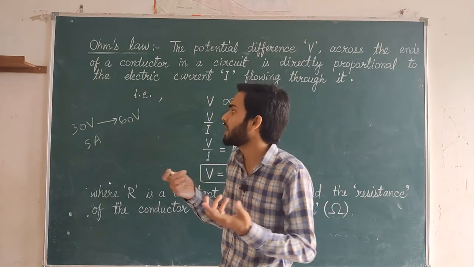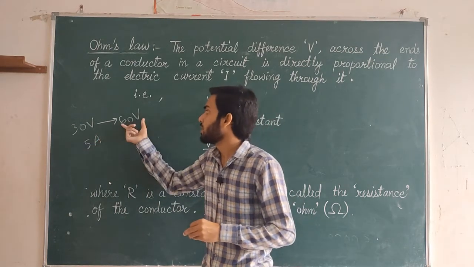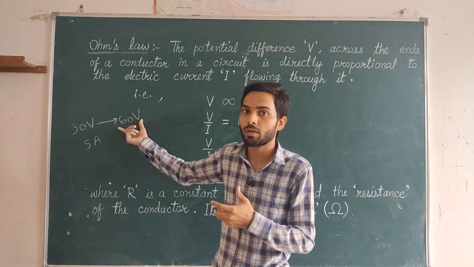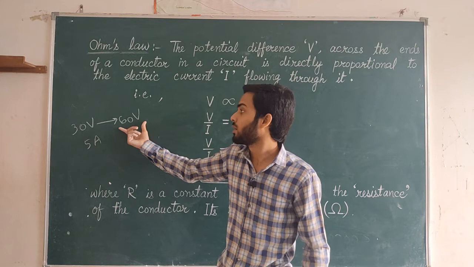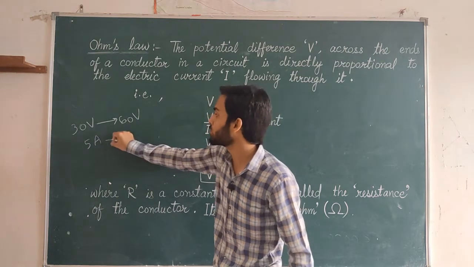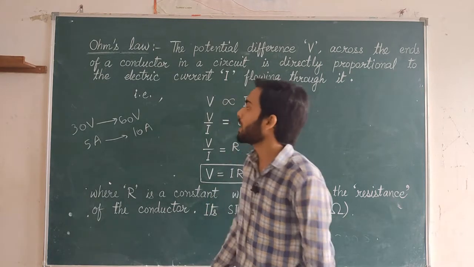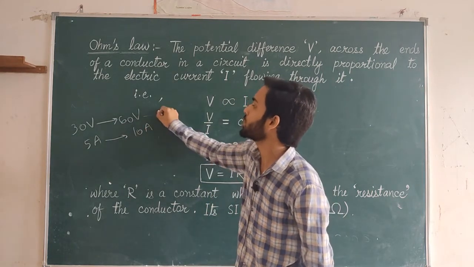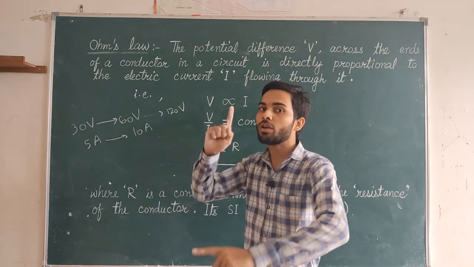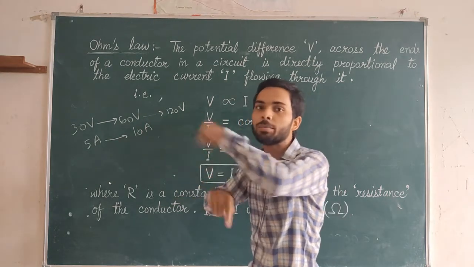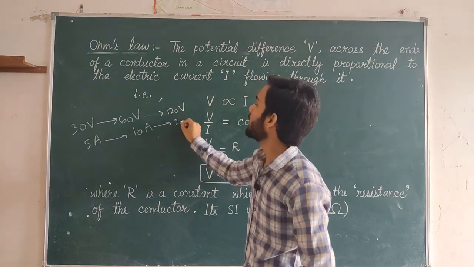or I can say that I am just doubling this potential difference. The value of the potential difference is becoming double, so the amount of current will also become double, 10 ampere. If I am again increasing the potential difference from 60 volt to 120 volt, that is, the potential difference is again becoming double, then the amount of current will also become double, 20 ampere.